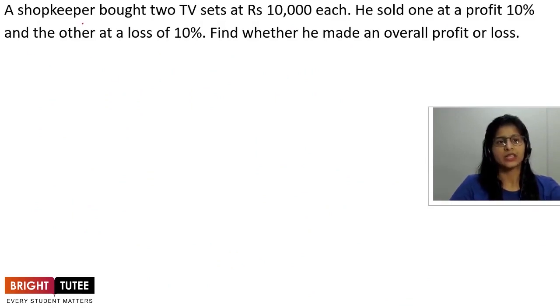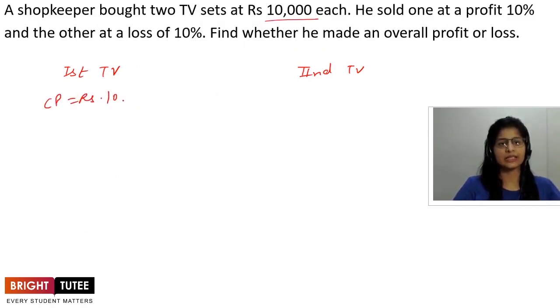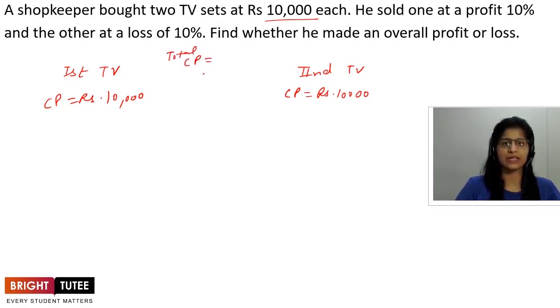In this one, just to see, the shopkeeper bought two TV sets. Okay, first TV I am writing here and second TV I am writing here. What is the cost price of each of it? Cost price is rupees 10,000, right? And here also the cost price is rupees 10,000. So what is the total cost price? What is the total CP that we have? It is 10 plus 10, 20,000.